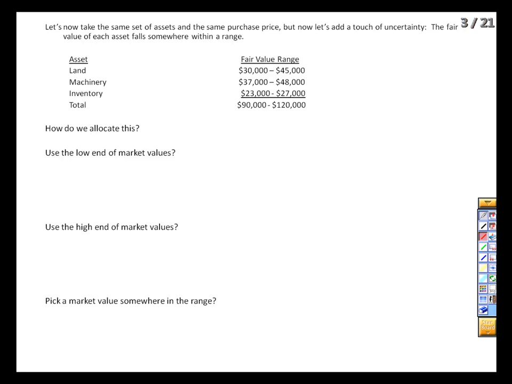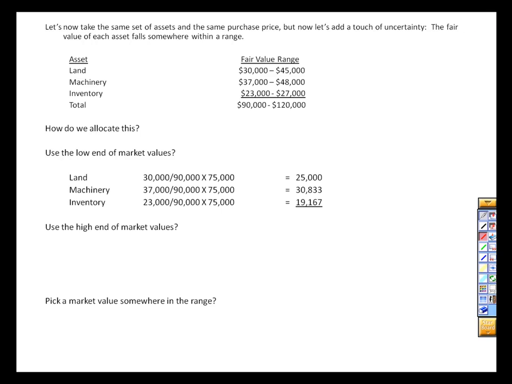Now here we have the opportunity to have a little fun, because there's no specific guidance on how we should pick market values. 30 is as good as 45, and it could be anywhere in between. So what do we do? Well, we could go a couple of routes. We could use the low end of our market values, so we'd use 30,000, 37,000, and 23,000, and we'd do our ratios based on $90,000. Those there total to 90.